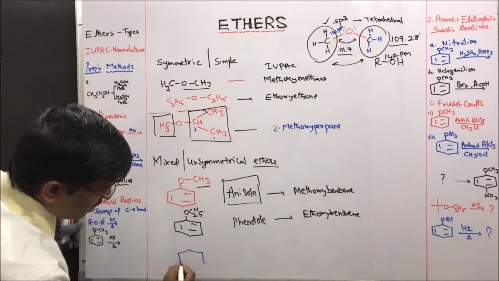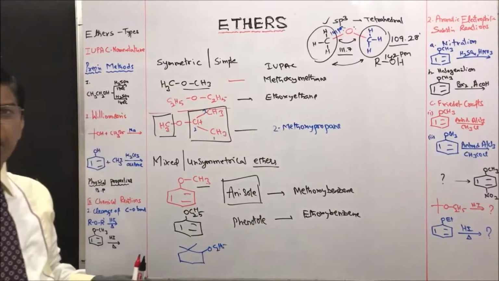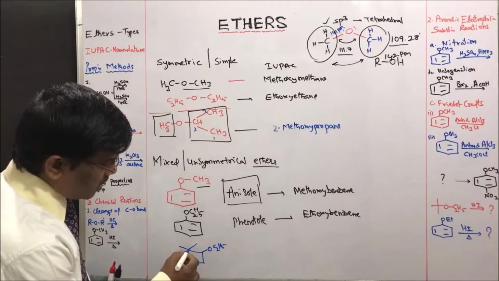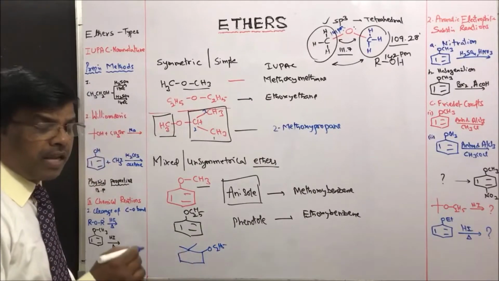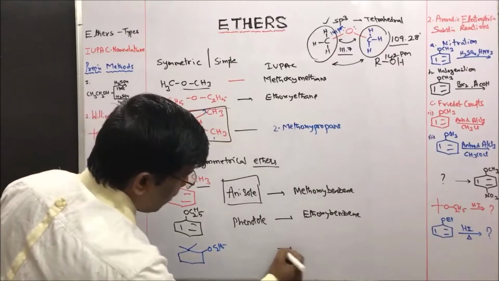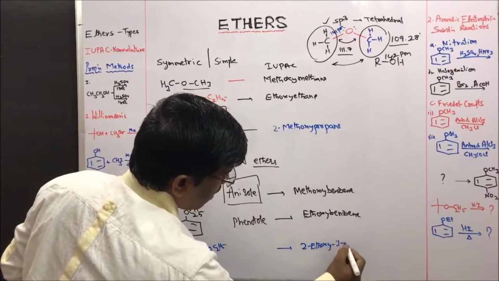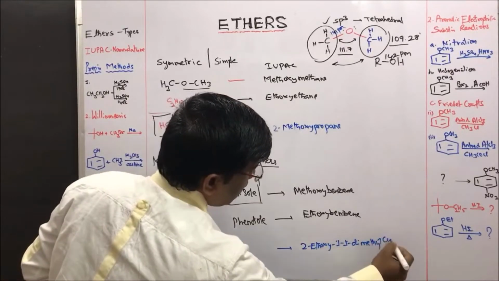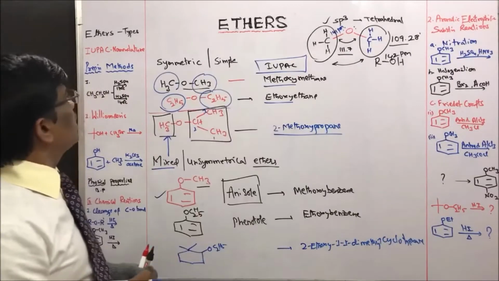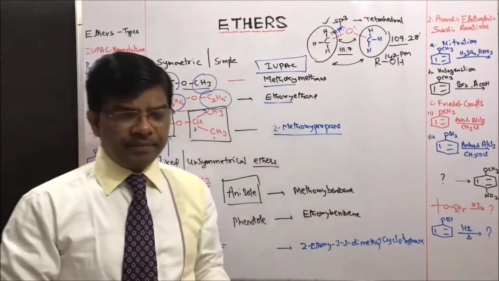Let us take one cyclohexane ring. The nomenclature of this, if I ask you to write, then where does the numbering start? Dear students, the gem dimethyl group gets the priority over this oxygen or ethoxy group. So the IUPAC name follows like this: 2-ethoxy-1,1-dimethylcyclohexane. So what are the common preparatory methods of these ethers? Let us see.